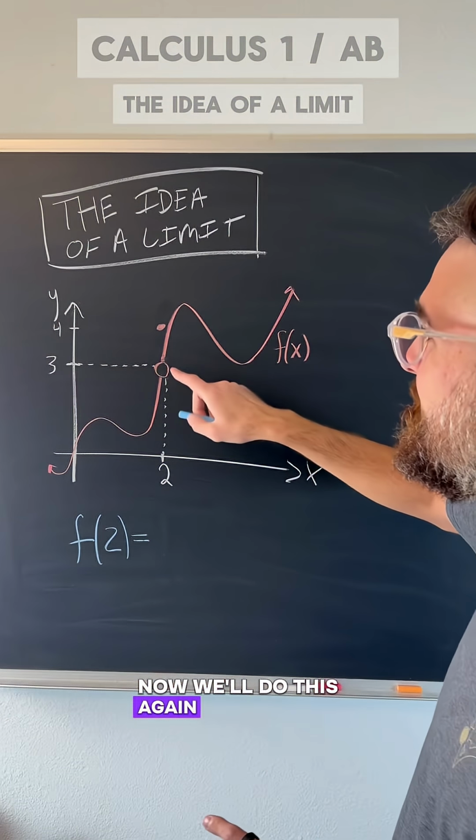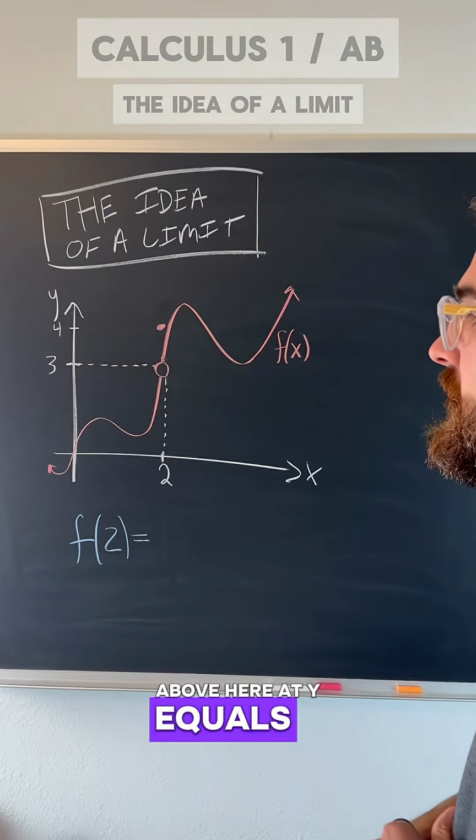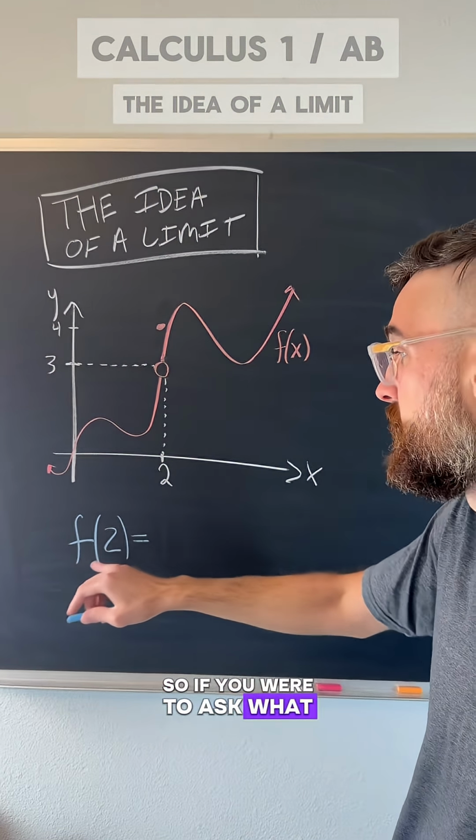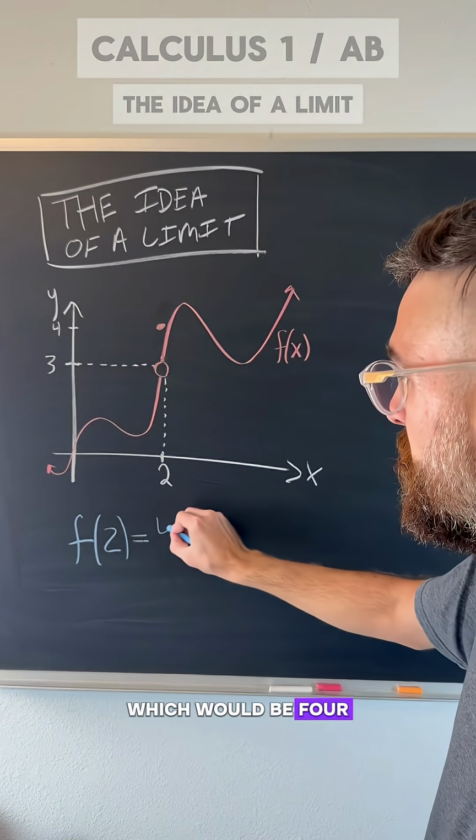Now we'll do this again. The function still has this hole here, but I've gone ahead and put a point up above here at y equals 4. So if you were to ask, what is f of 2? In this example, we would jump up to the point that it's defined at, which would be 4.